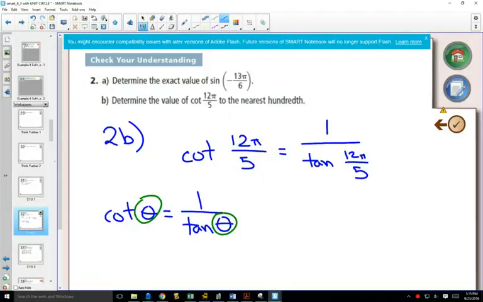Okay? The most common mistake that students make, I'll write it in red here and then put a big X through it, is students will write into their calculator 5 over 12 pi. They'll flip the angle and not the ratio. So this is bad.